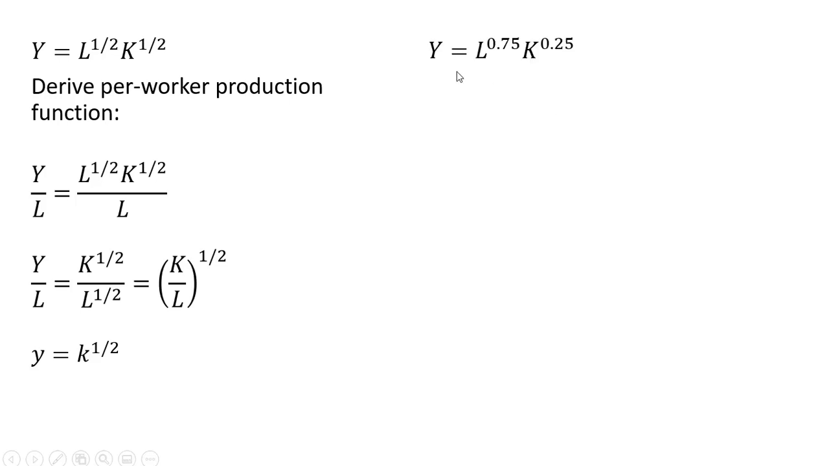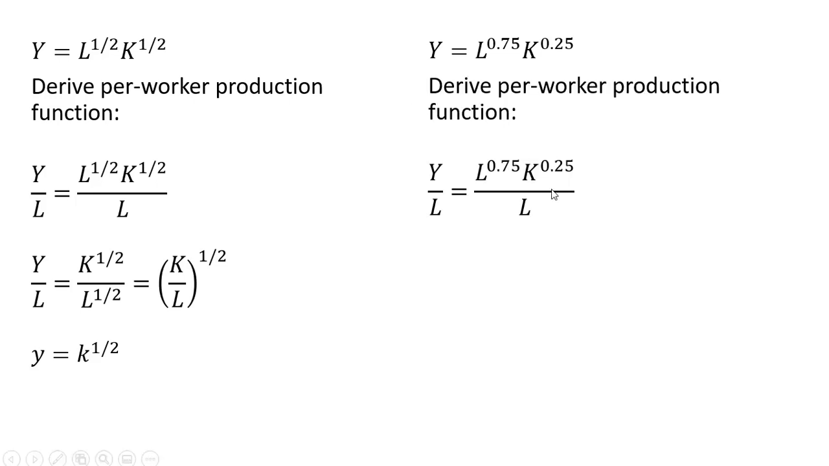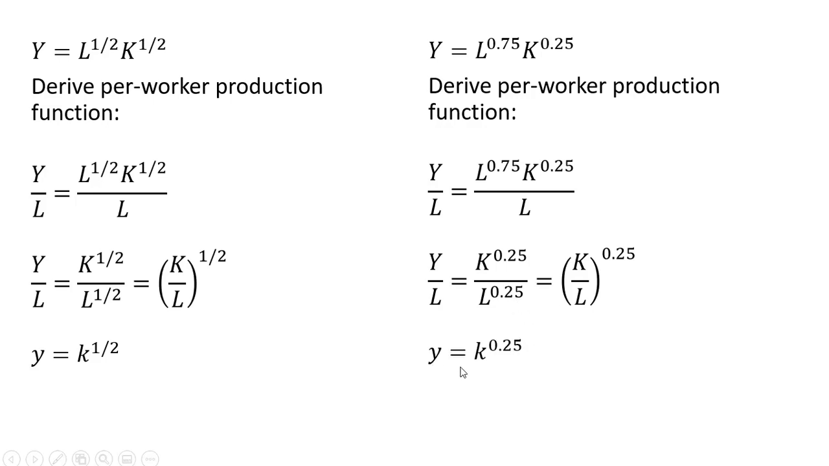Let's do another example. So if you have this production function, we can turn that into a per worker production function by dividing everything through by L. So L to the 0.75 divided by L leaves us with just L to the 0.25 in the denominator. And that'll simplify very nicely to this.